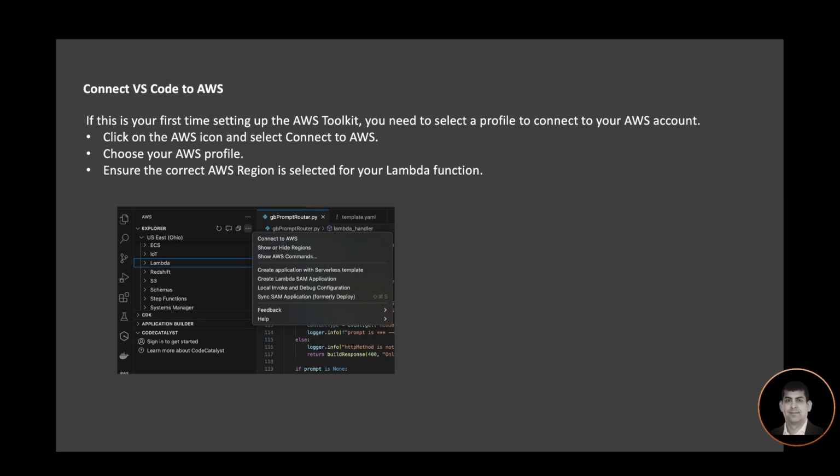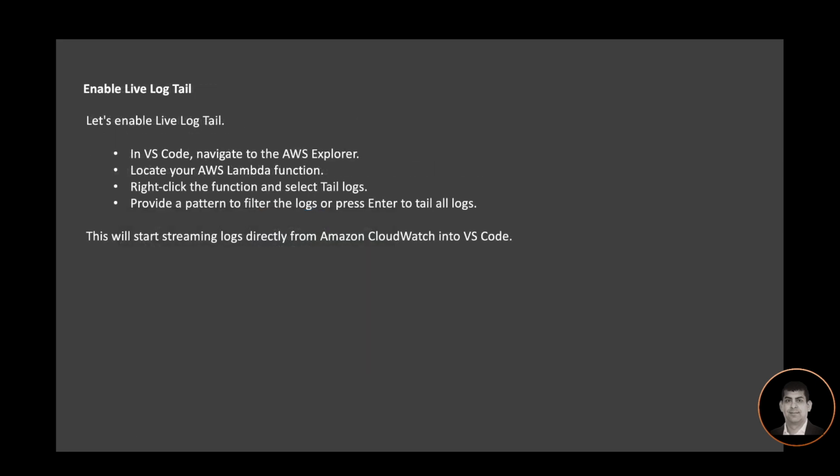Now that you have the AWS Toolkit, if this is your first time setting up the AWS Toolkit, you need to select a profile to connect to your AWS account. So click on AWS profile and ensure that the correct region is selected. You will see multiple regions here like US East 2 or US East 1. So select your region so you know where your Lambda function is. From there, you can enable the live log tail.